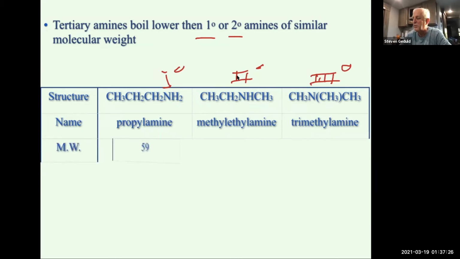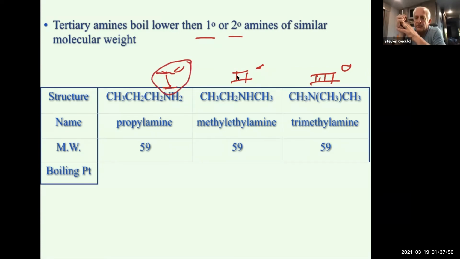Molecular weights are all similar. They're all very similar, actually. Boiling points. So which one's going to have the highest boiling point? The primary, secondary, tertiary. What will have the highest boiling point? No guesses? It would be the primary amine.